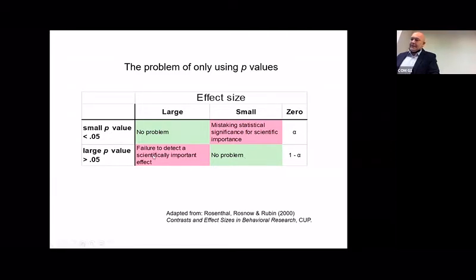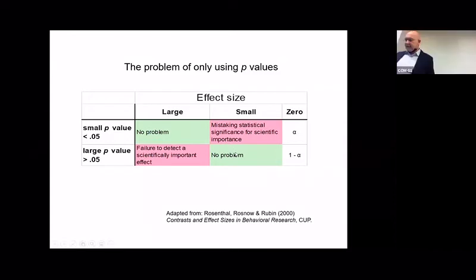Okay, because the sampling distribution and the standard error depends upon, it's inversely related to the square root of the sample size. Okay, so as you increase the sample size, the standard error gets smaller, and then you can detect effects more easily.